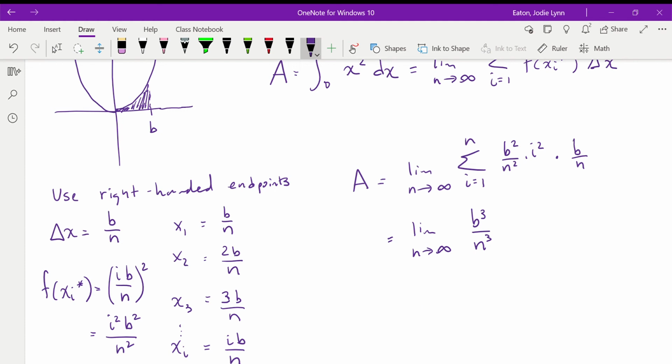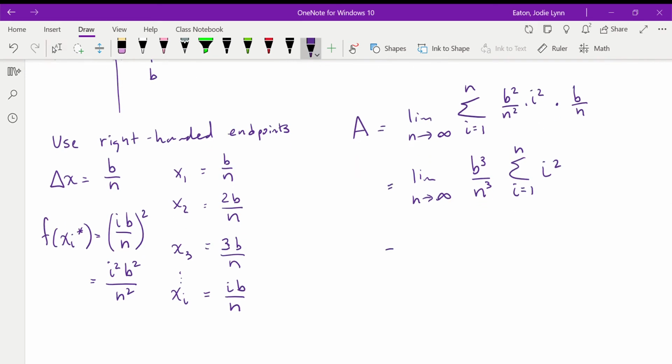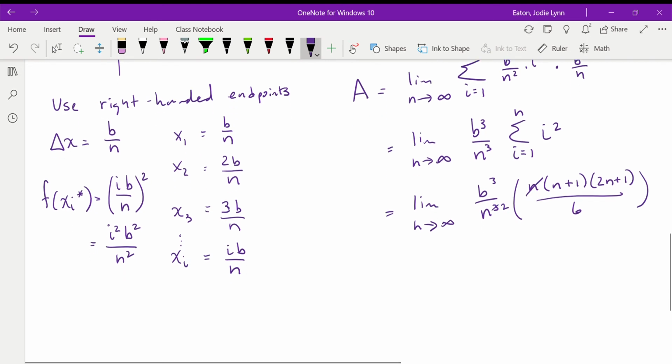So b cubed over n cubed times the sum from i equals 1 to n of i squared. And we know a shortcut for that sum in terms of n, the sum from i equals 1 to n of i squared. So this is the limit as n approaches infinity of b cubed over n cubed times n plus 1 times 2n plus 1 all over 6. Okay, so we see this n here. We can cancel that to be n squared, which is lovely.